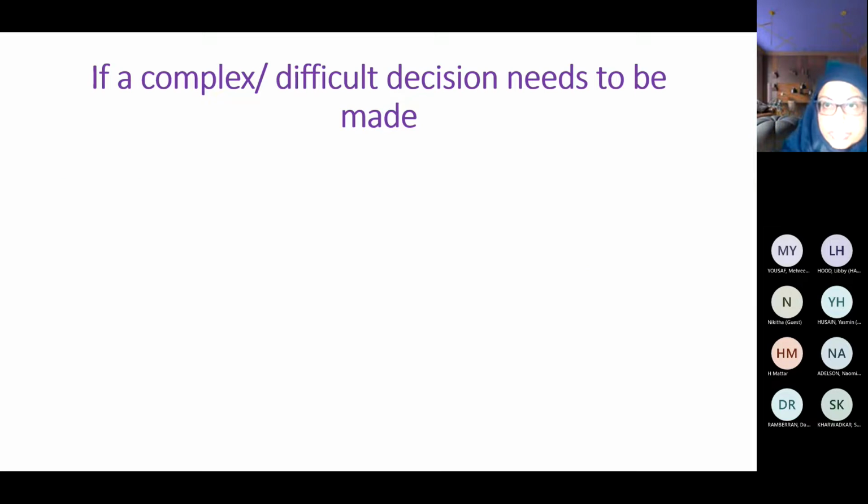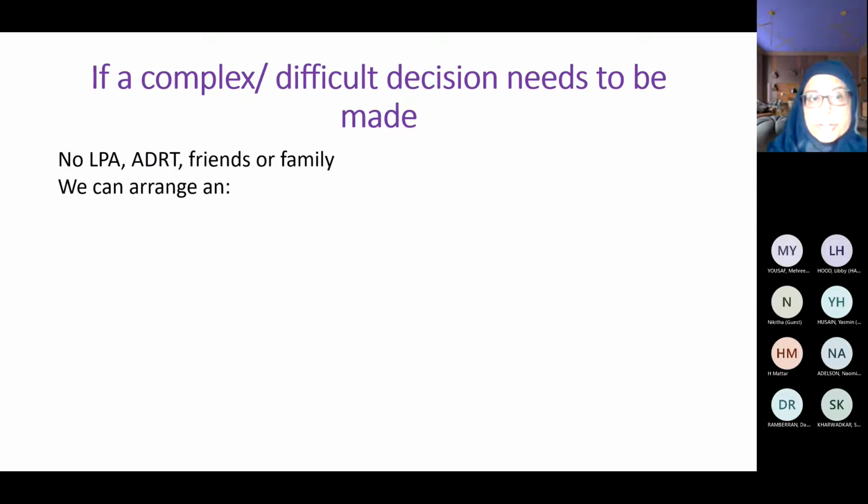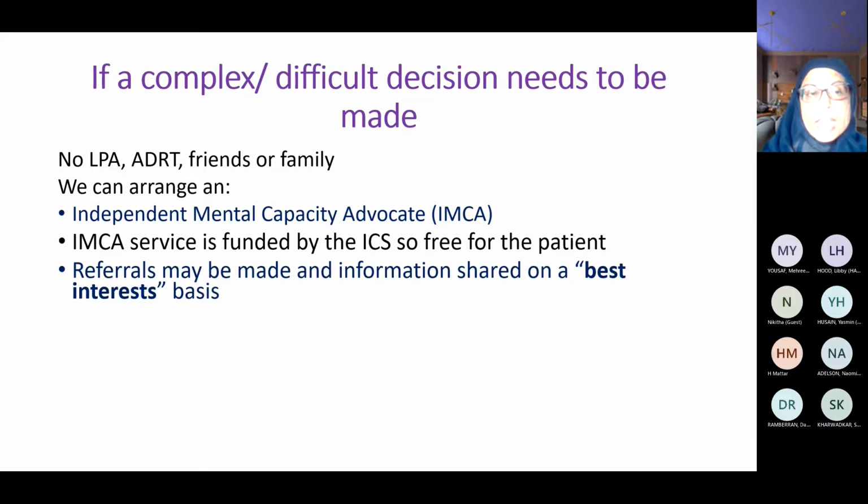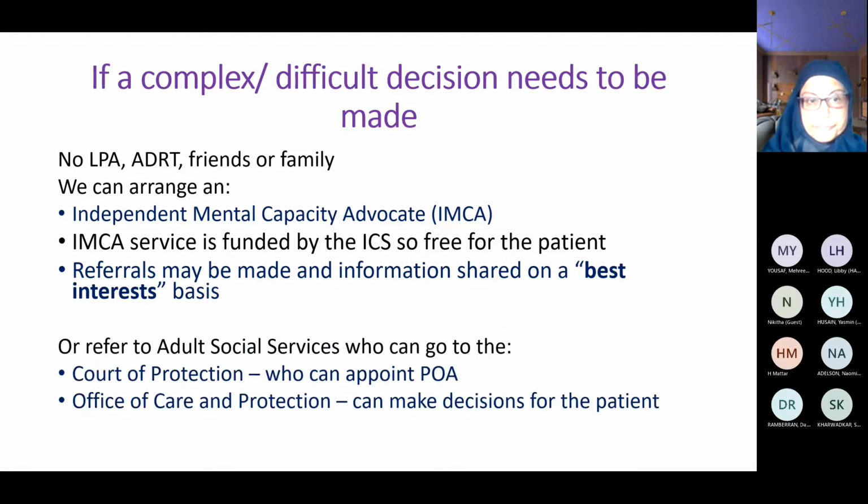If there's a complex or difficult decision that needs to be made and there's no lasting power of attorney, no advanced directive to refuse treatment, no friends or family that we can talk to, we can arrange an IMCA, an independent mental capacity advocate. And the IMCA service under the Care Act is supposed to be provided free by the CCG, who are now an ICS. So it's free for the patient, it's not means tested. And we can make referrals to the IMCA and share all the patient's details on a best interest basis. So we're not breaching their confidentiality if we make a referral.